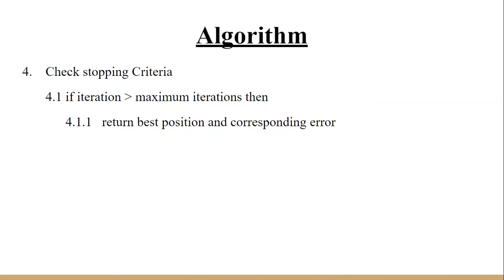After doing all these steps, we check if the stopping criteria is met or not. In our case, we have used the maximum iteration as the stopping criteria. Once the number of iterations has reached the maximum iteration, we return the best position and the corresponding error.